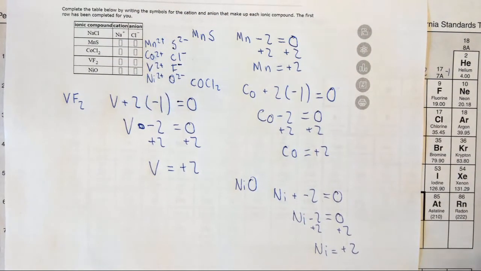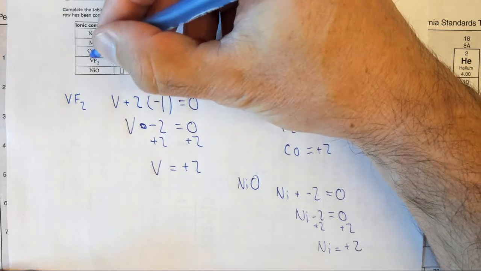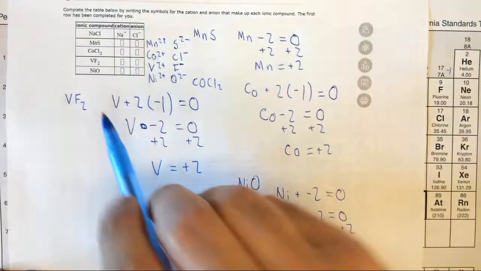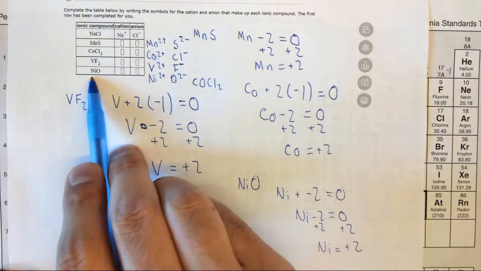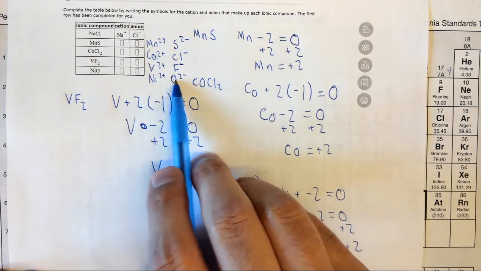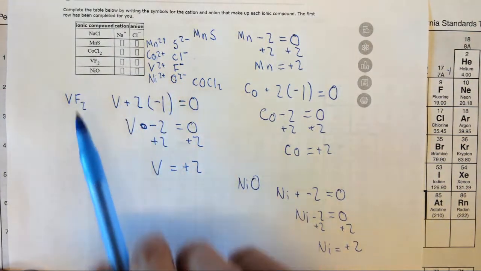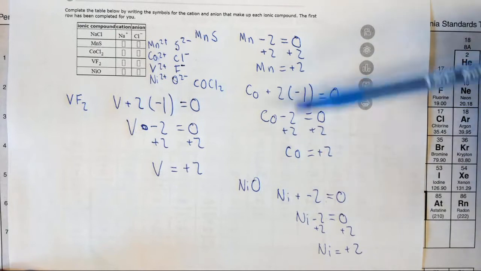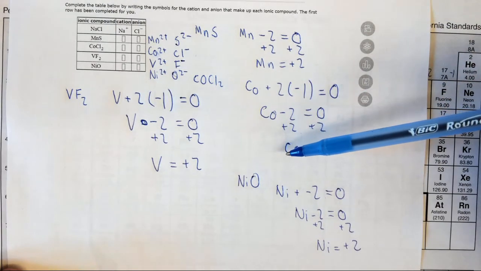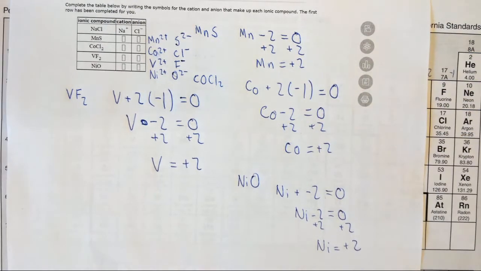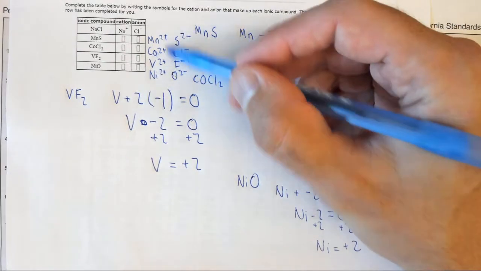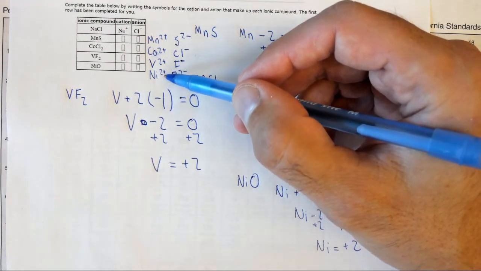Notice you cannot simply reverse the subscripts. It doesn't work in the case of MnS or NiO, because if they're both 2, you cross them out. So you can't simply reverse the subscripts. You do need to do this algebra in order to find the charges on each of the species. Just by coincidence, these are all 2+. Not every metal is 2+.